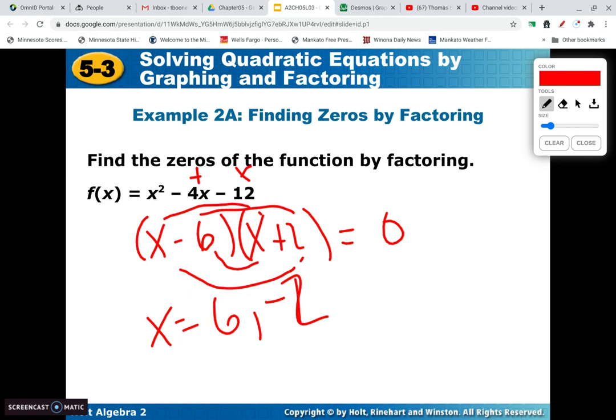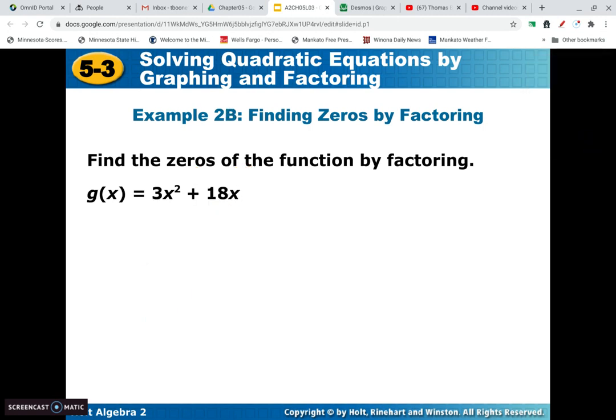Okay, so that's solving by factoring. You'd get the same zeros if you were to graph it and do it that way as well.